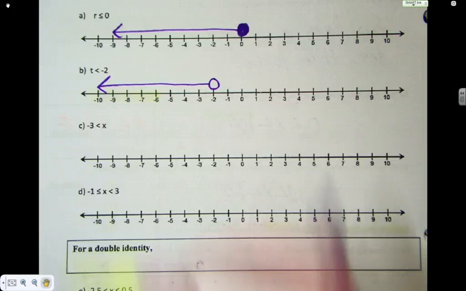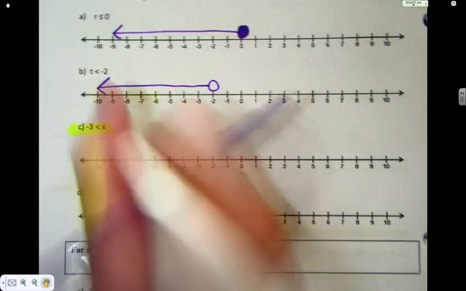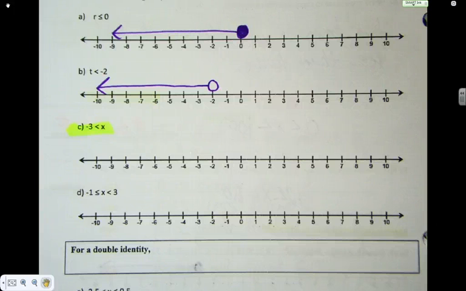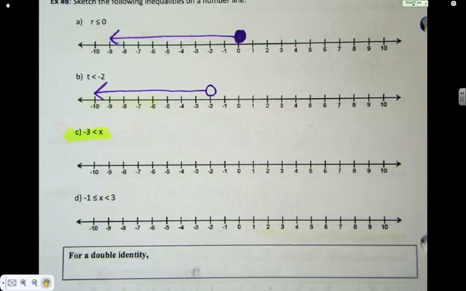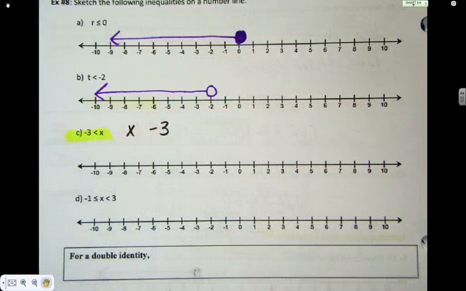Let's highlight C. They're going to try to trick you here. If you look at A and B, where was the variable? On the left. So if they try to trick you and put the variable on the right, we need to flip it. So I'm going to put the variable on the left, and I'm going to put that -3 on the right. The trick is, with an equal sign, we can just flip sides and it's okay.